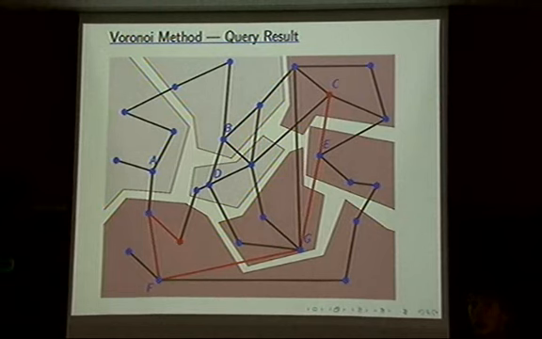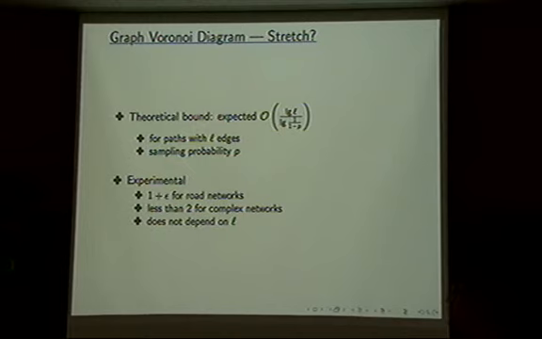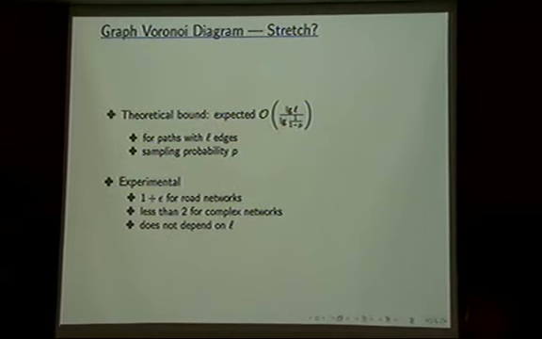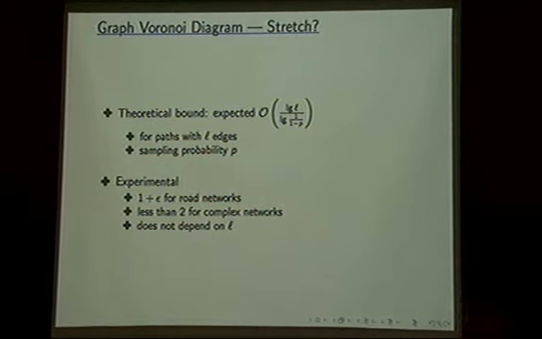So it's one longer. The question is, how bad can it be? And pretty bad, actually. The theoretical bound depends on the probability of the random sampling. So the expected worst case stretch is, if the original length of the path is L, then it could be at most log L times longer, divided by something that depends on the sampling probability.